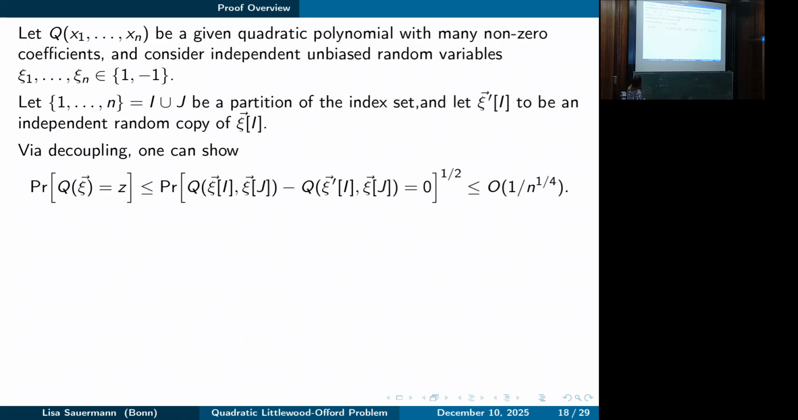Here is again a summary. With this decoupling technique, they showed this, but the problem is that by this decoupling, by this half exponent here, we incurred a square root loss.